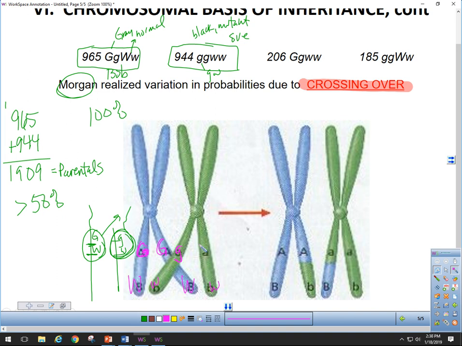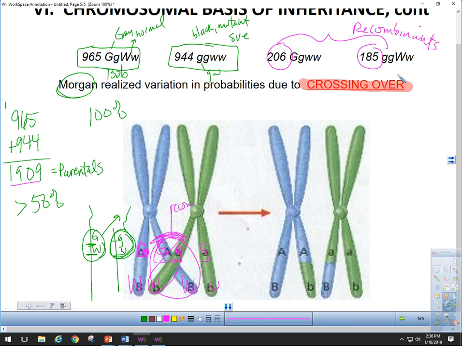Morgan realized that there has to be some breaking right here, and this one switches with that other one. And, of course, we know this happens in prophase one of meiosis, which leads to the recombinants that are formed. So even though we had 2,300 offspring, 1909 ended up looking like the parentals, but we had this 206 here and 185 over here, that these were the recombinants.